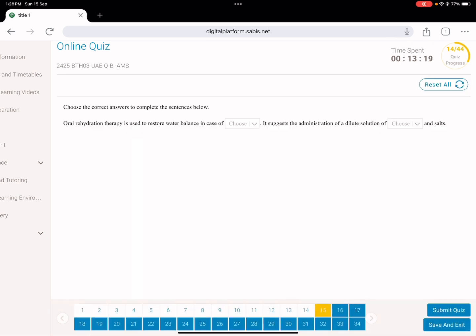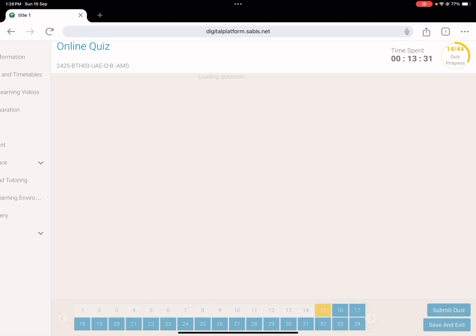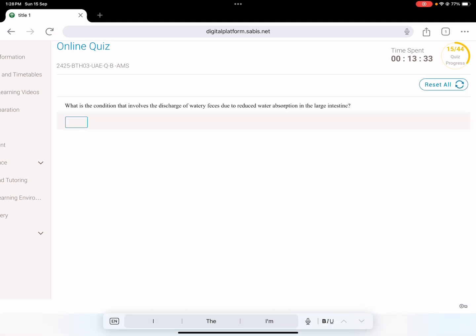Oral rehydration therapy is used to restore water balance in the case of, of course, diarrhea, because diarrhea is the loss of water. It suggests the administration of a dilute solution of sugars and salts. I've mentioned that before in part 2 of my video, so make sure to watch it to understand everything we're doing right now.